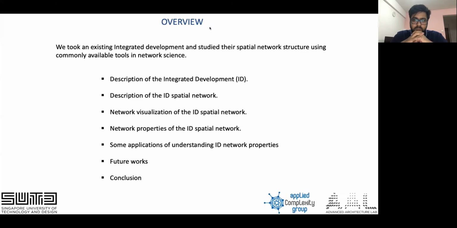In the rest of the slides, we will cover the description of the integrated development and its spatial network, the visualization of the spatial network, and a detailed analysis of the network properties, and some examples of how the study of spatial network properties can be applied to the design of integrated developments, and finally our planned experiment on collecting human tracking data.